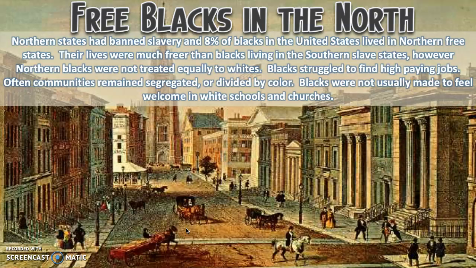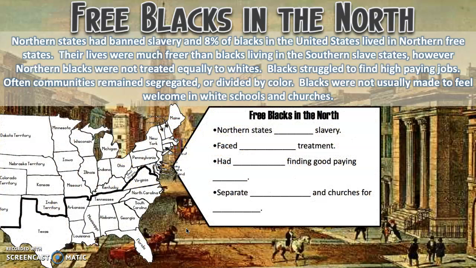Not all Black people who lived in the United States were slaves. Northern states had banned slavery. 8% of Blacks in the United States lived in northern free states. Their lives were much freer than Black people living in the southern slave states. However, northern Blacks were not treated equally to whites. Blacks struggled to find high-paying jobs. Often communities remained segregated or divided up by color. Blacks were not usually made to feel welcome in white schools and churches.